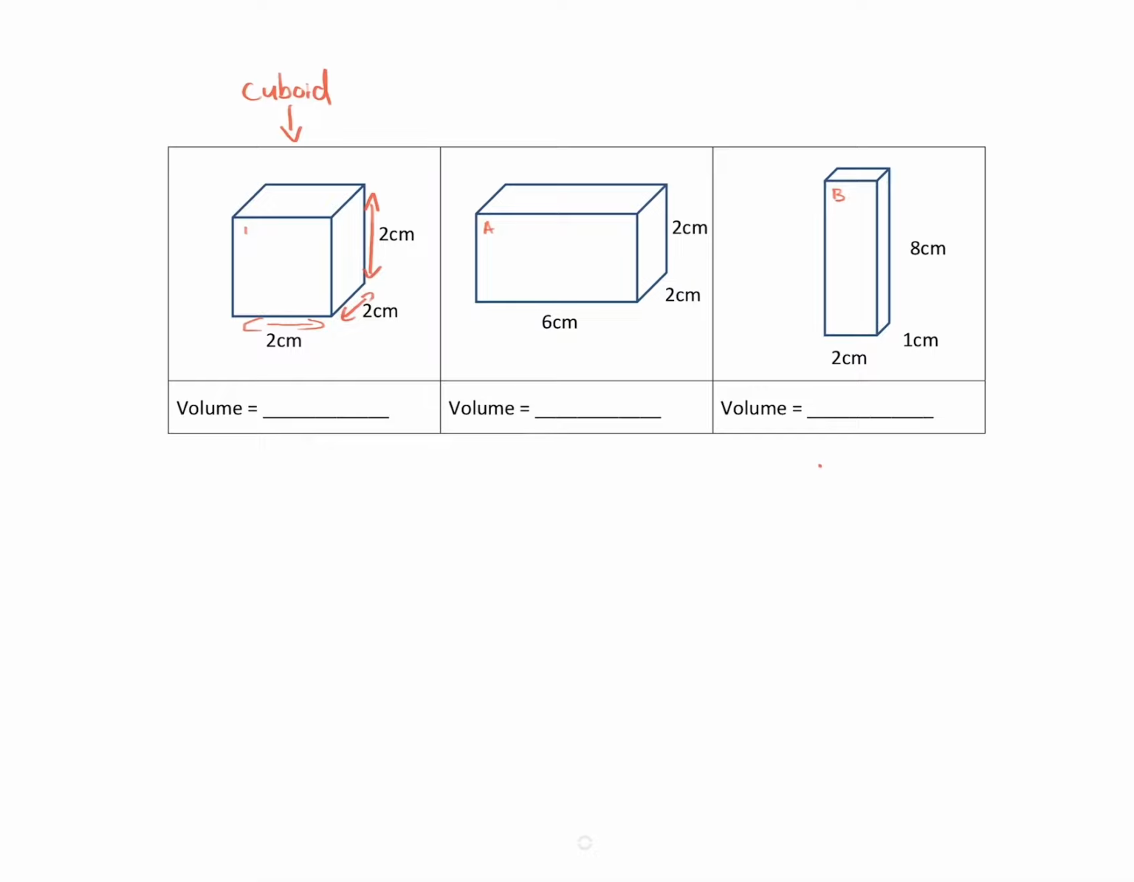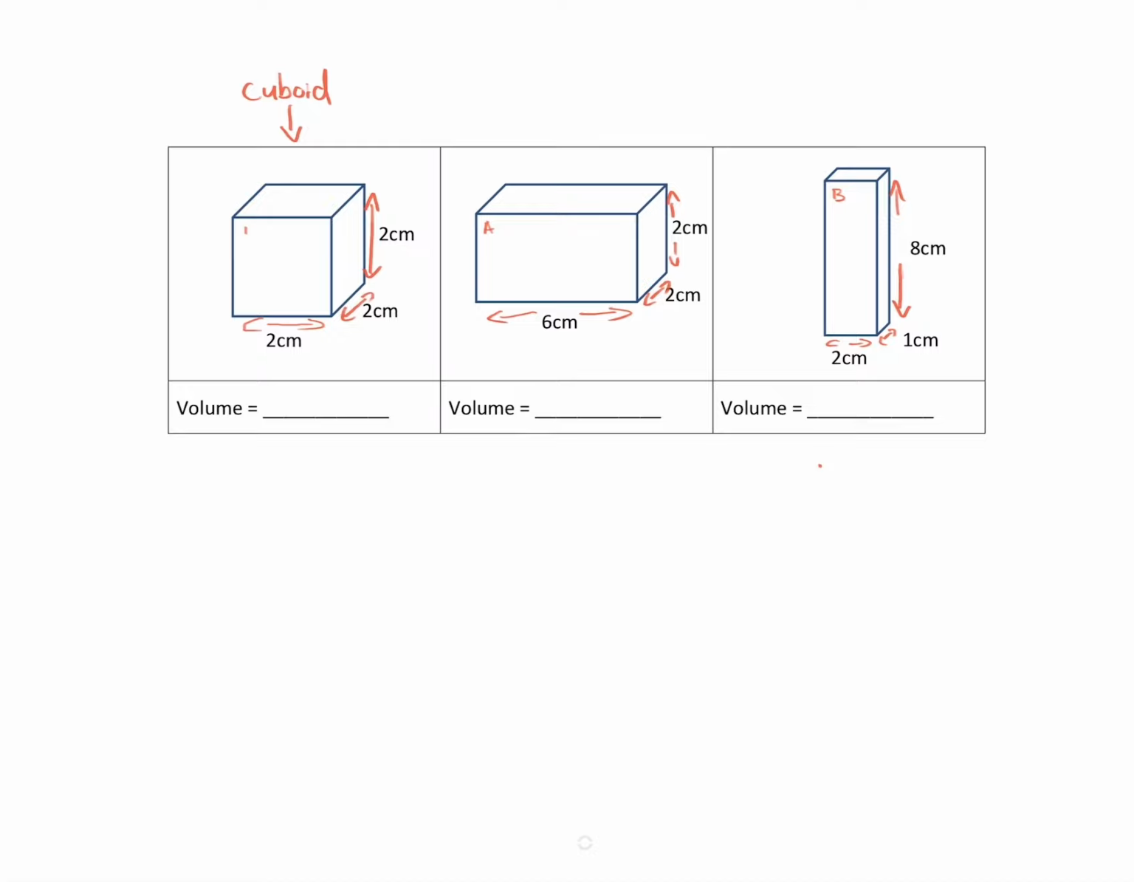Now, if you look at the other shapes here, you can see the width here is 6 centimeters. The depth is 2, and the height is 2. And on this one over here on the right, the width is 2, and the depth is only 1, and the height of this rectangular prism is 8.